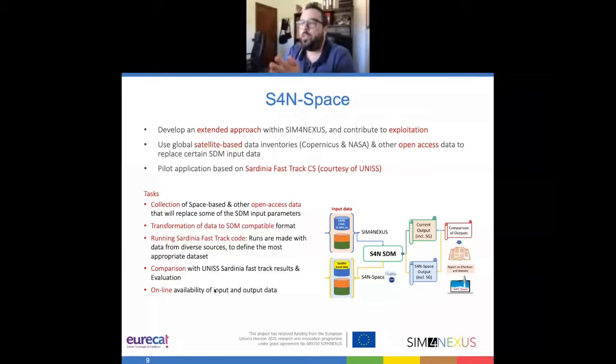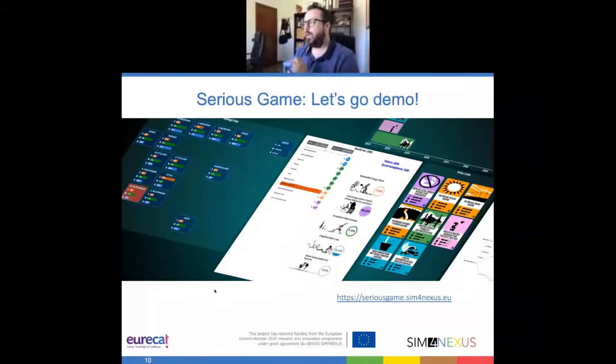And what we did is replace this data with satellite-based data inventories such as Copernicus and NASA, another open access data, and we also get very good results. Maybe not as precise as the other ones, but very good also.